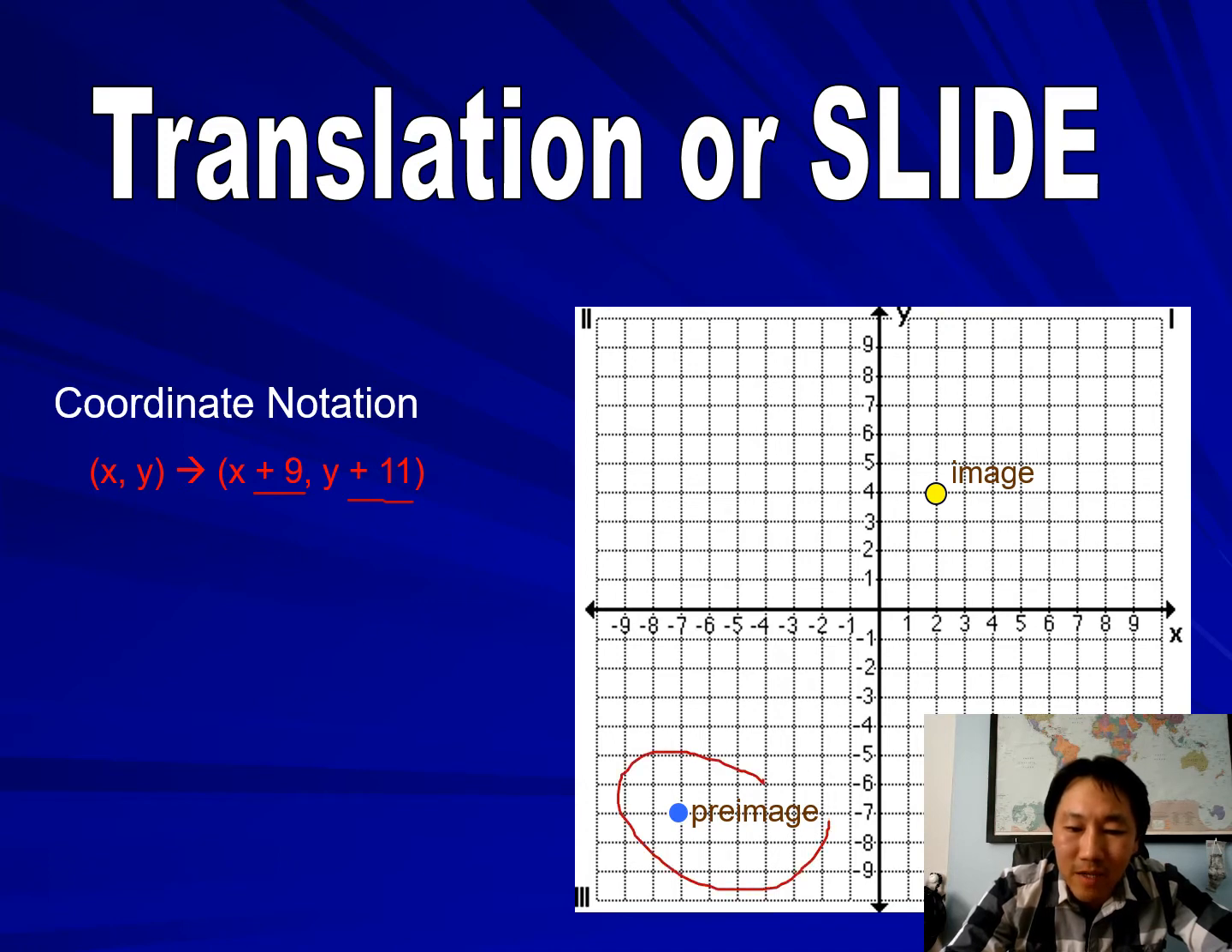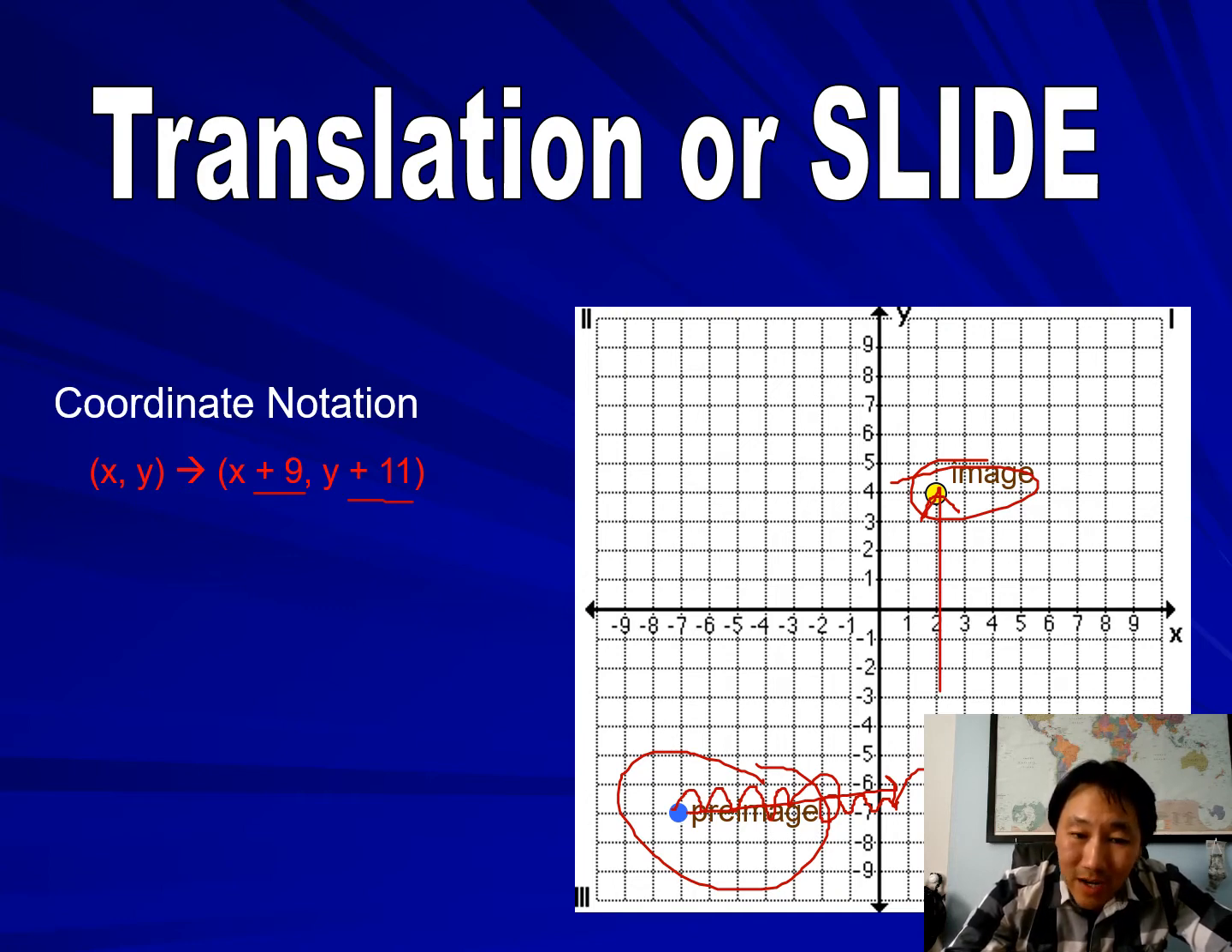So here's our pre-image, the original image, and we want to slide it 9 units to the right. 1, 2, 3, 4, 5, 6, 7, 8, 9, which is right over my face. And then you're going to slide it up 11 units. 1, 2, 3, 4, 5, 6, 7, 8, 9, 10, 11. And that's where it ended up. So 9 to the right and 11 units up. That's all it is, just sliding your pre-image around.